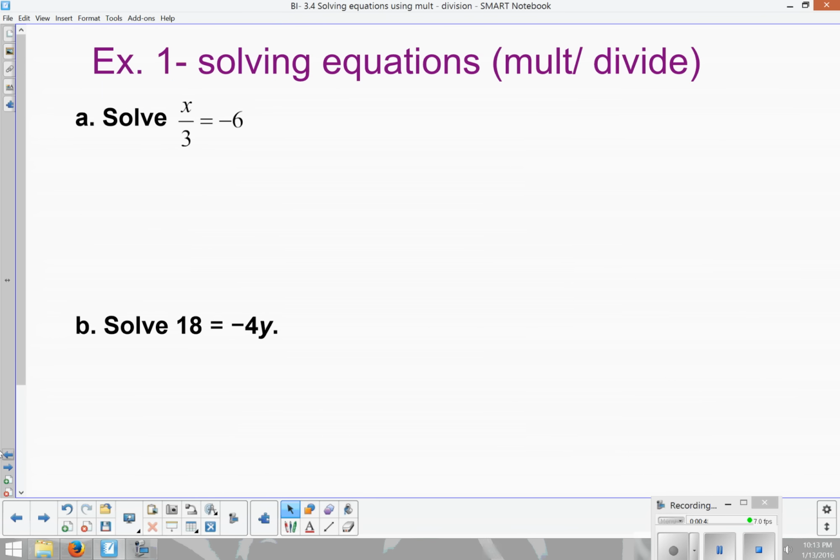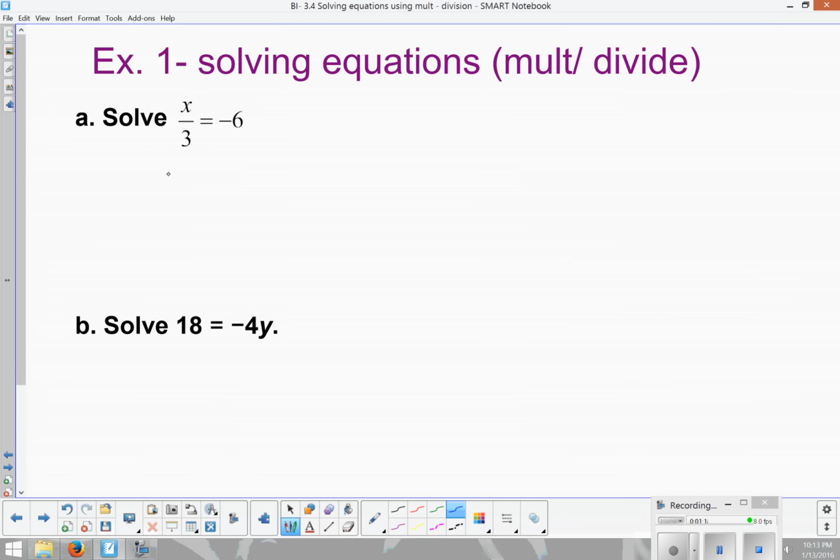It says example 1, solving equations by multiplying or dividing. Again, when we're solving an equation, we have to isolate and get the variable by itself. As you see right here, example A says x over 3 equals negative 6. What I usually ask myself is, how will I get the x by itself? What's happening to the x? Well, x is being divided by 3. If it's being divided by 3, I have to do the opposite, inverse operation to get rid of that 3. So the opposite of divide would be multiply.